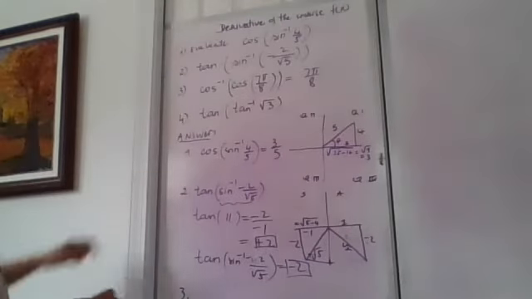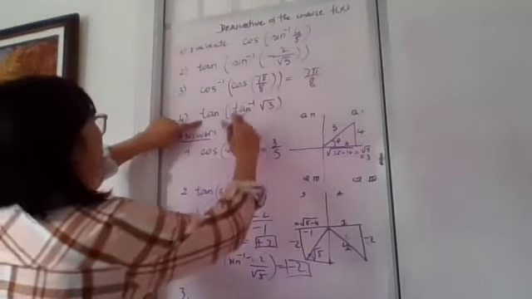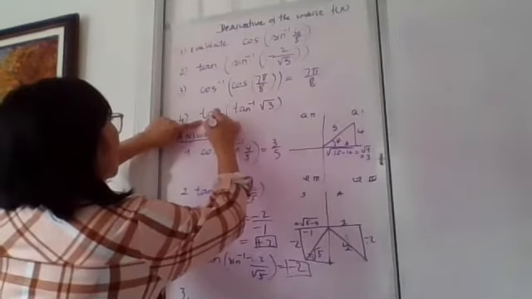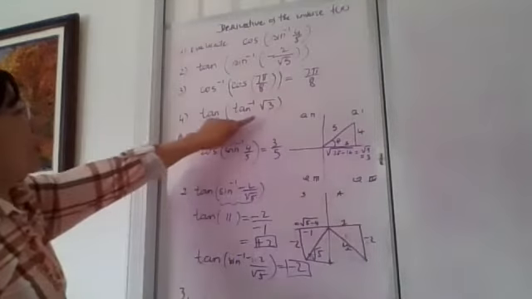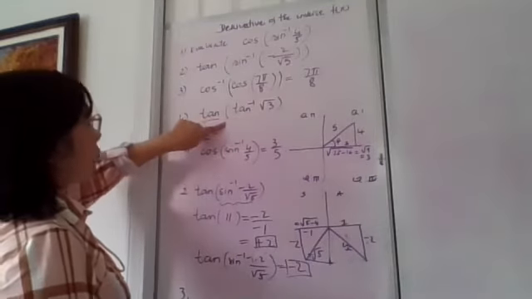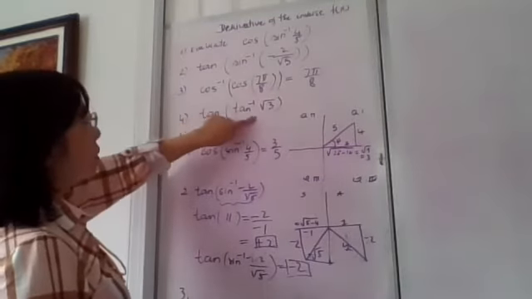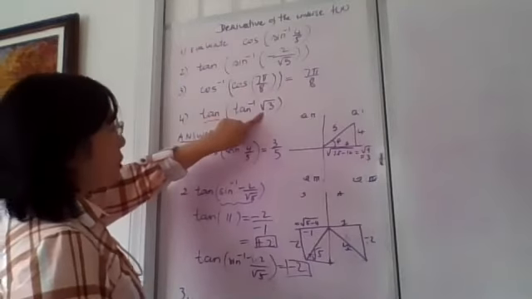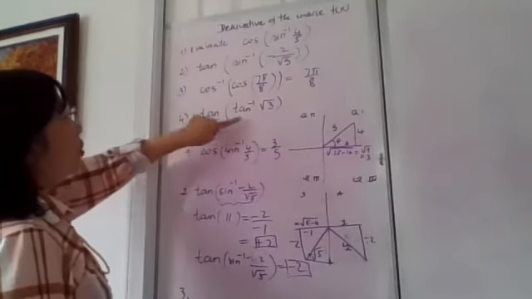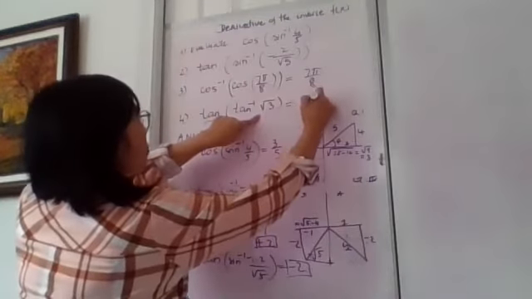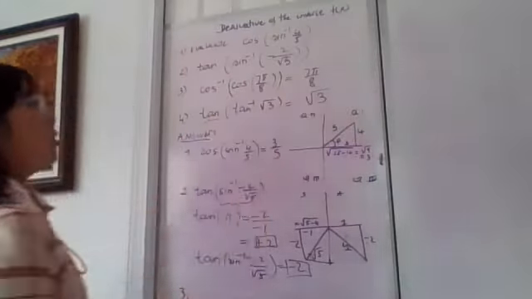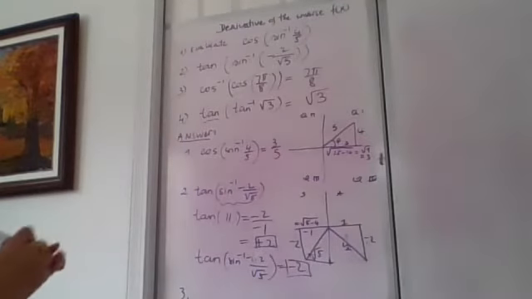Now, what about this? We want to find the ratio of the inverse of this angle, the ratio of this ratio. So the ratio of the inverse of this ratio is just the ratio itself. So the answer is just square root 3.